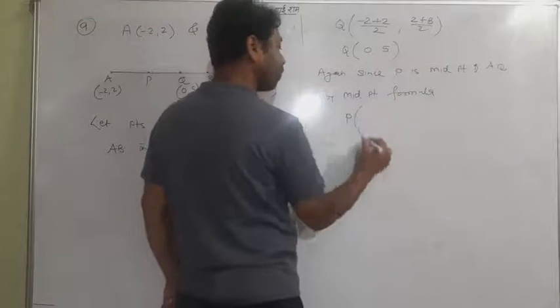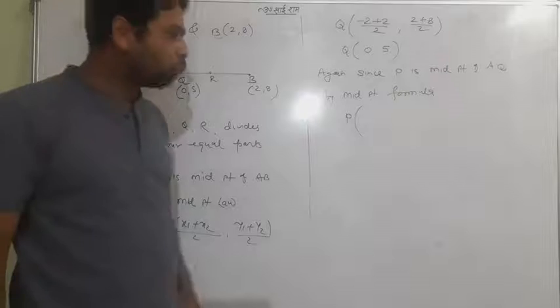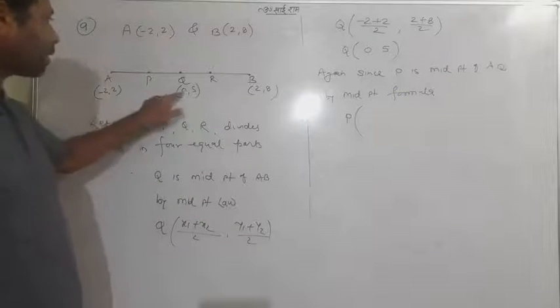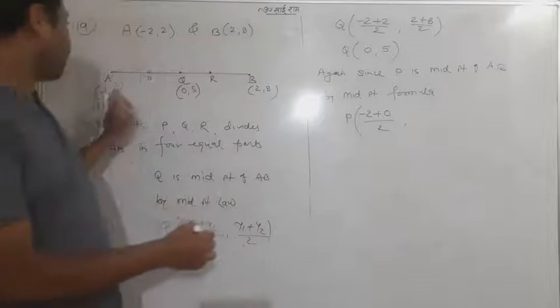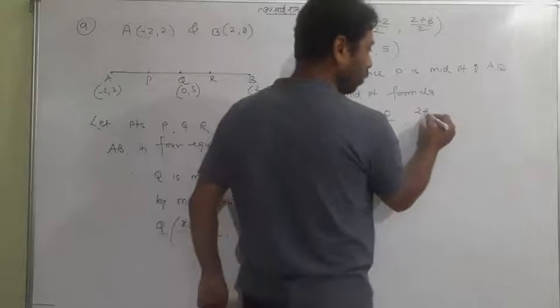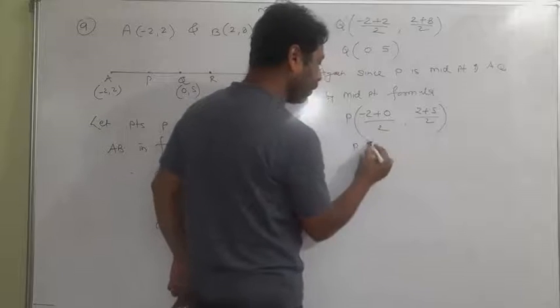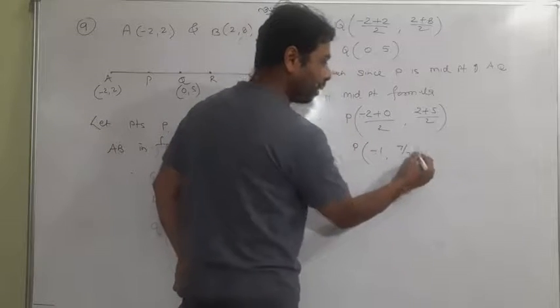What is P? So don't write the formula again and again. Use it directly: (x1 plus x2) upon 2, minus 2 plus 0 upon 2, and 2 plus 5 upon 2. You have got the point P: minus 1 and 7 by 2.